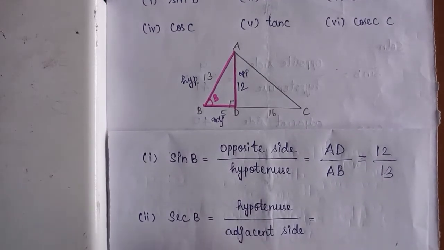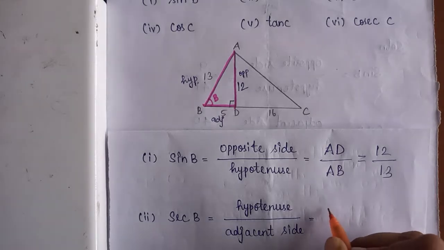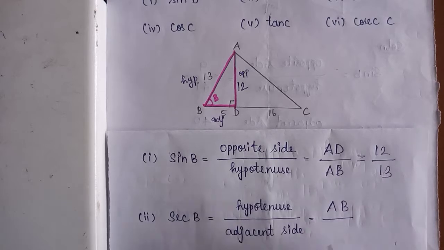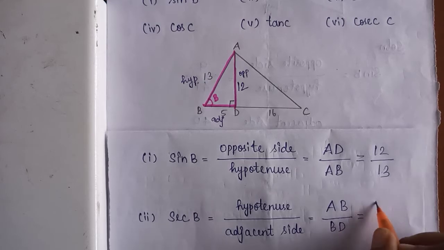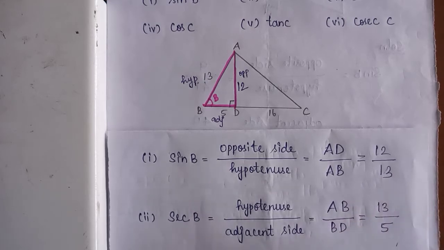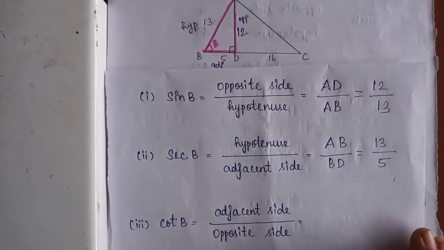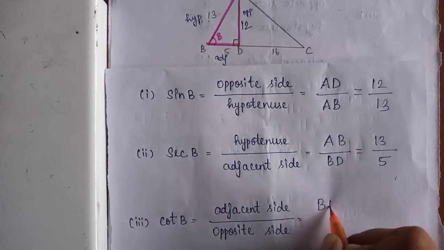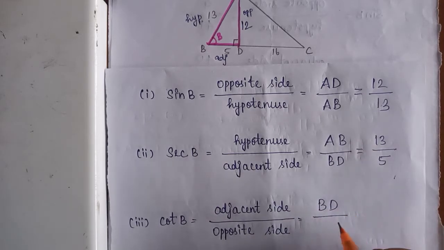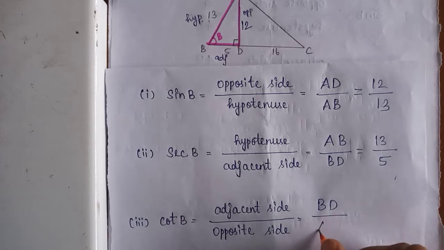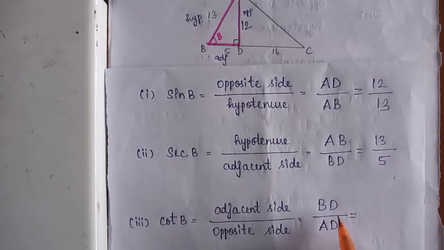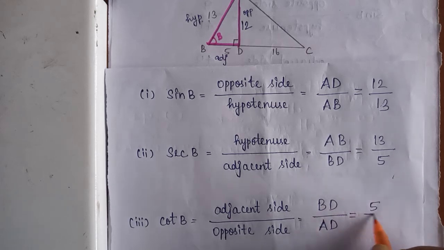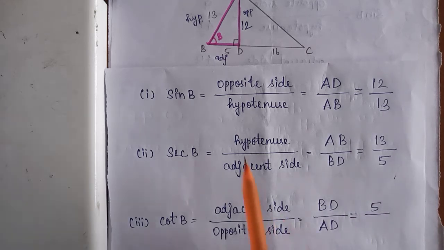Then secant B. So secant B is equal to hypotenuse by adjacent side. So here the hypotenuse is AB divided by the adjacent side is BD, which is equal to 13 divided by 5. Then cot B. Cot B is equal to adjacent side by opposite side. Here the adjacent is BD divided by the opposite side is AD, which is equal to, the value of BD is 5, that is adjacent side is 5 divided by opposite side is 12.